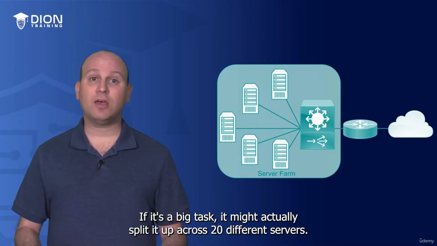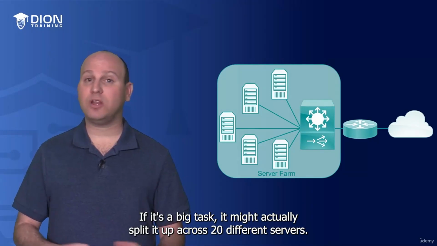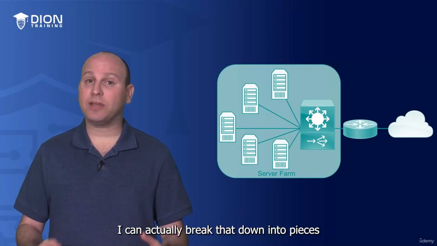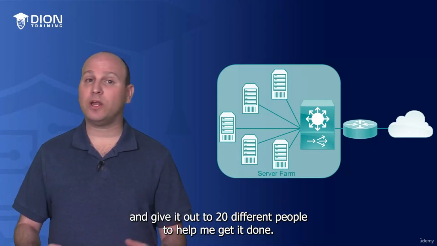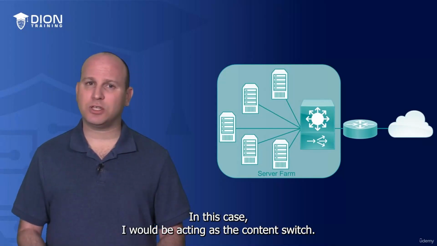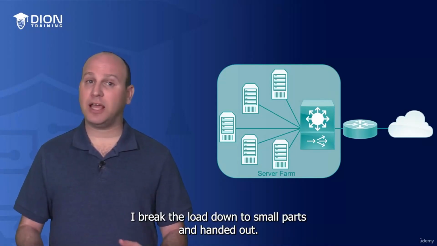If it's a big task, it might actually split that up across 20 different servers. For example, if I have a big task at work to do, I can actually break that down into pieces and give it out to 20 different people to help me get it done. In this case, I would be acting as the content switch. I break the load down to small parts and hand it out.